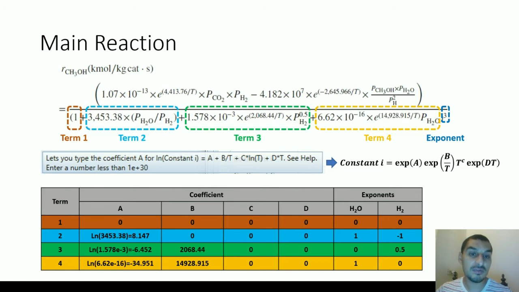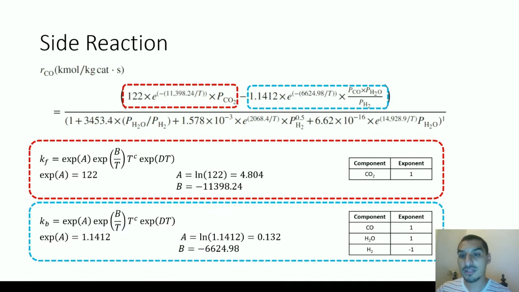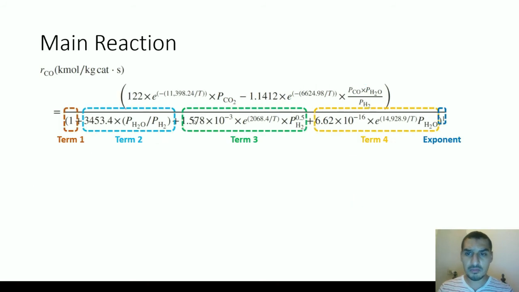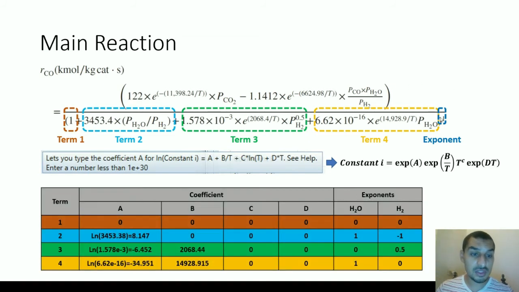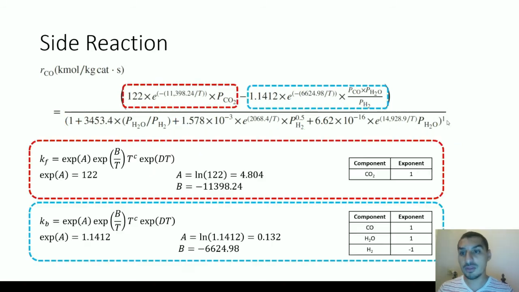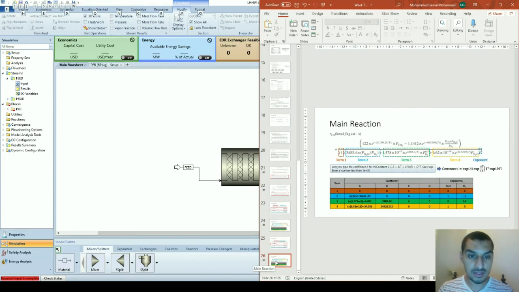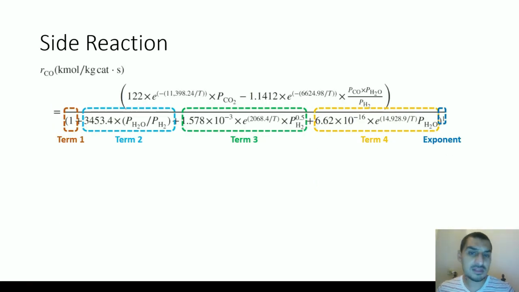So this is how we're going to define it in Aspen Plus. I know it's a tedious process, but this is how we define it. The same thing is going to happen for the side reaction. I'm going to define the coefficients A and B for the forward and the backward reaction. And the adsorption term for the side reaction is the same, with just the exception that the exponent is 1. I'm sorry, this is the side reaction. I didn't change it. So this is the side reaction. So this is all we need to do.